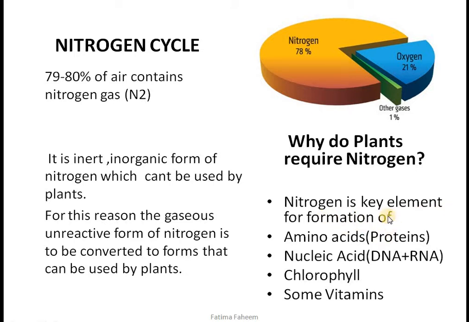Nitrogen is the key element for the formation of amino acids. You know, amino acids are the building blocks of proteins. So to make proteins, plants need to have nitrogen. Nitrogen is also required for the formation of nucleic acids, it may be DNA or RNA. It is also required for the formation of chlorophyll and some vitamins.